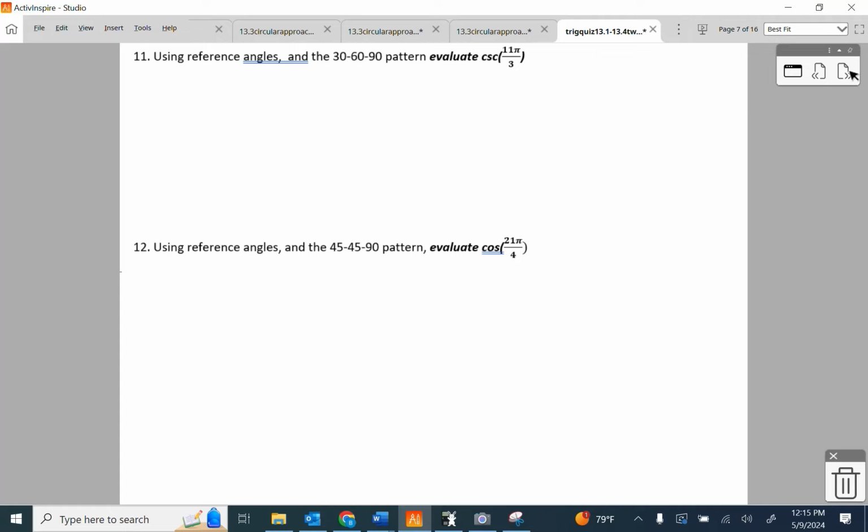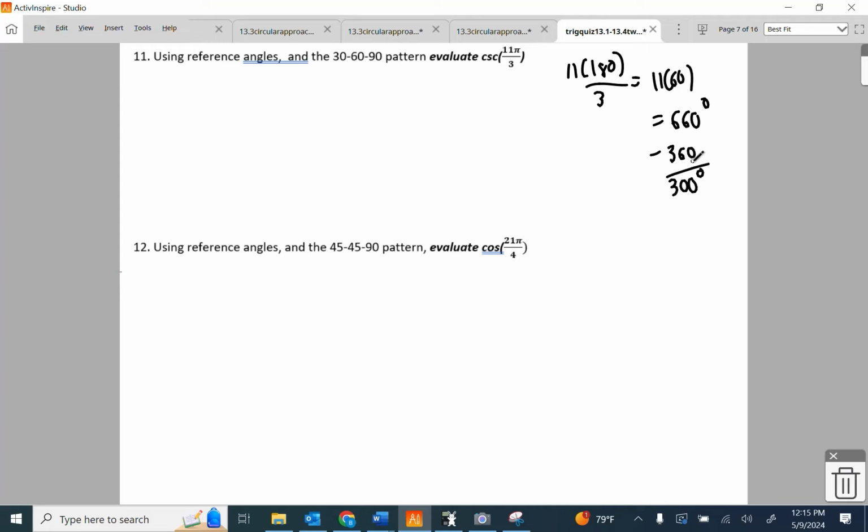Using reference angles and the 30, 60, 90 pattern, evaluate the cosecant of 11 pi over 3. So let's do that. Let's take our 11 pi over 3 and let's replace that pi with 180 degrees. This would be 1980 over 3, or you can just push buttons in the calculator. It's 660 degrees. Take away 360. I'm going to graph a 300-degree angle. Which, by the way, I can also use the circle on this, and I'll show you what I mean by that. But a 300-degree angle is going to rotate here with 60 degrees left over.